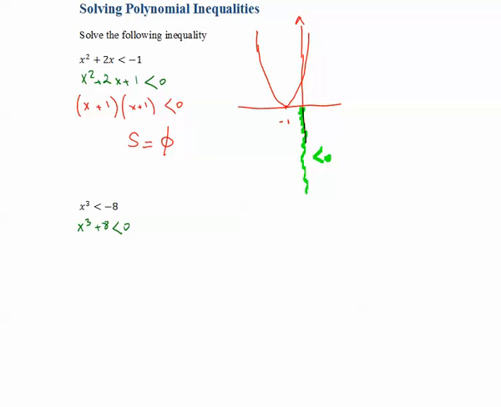The next example, we have a cube: x to the third plus 8 less than 0. So here, if we factor, we get x plus 2. This is the sum of two cubes, using the formula: x plus 2 times x squared minus 2x plus 4 less than 0. So setting each one of them equal to 0, we see that x plus 2 equals 0, meaning x equals -2, and we set x squared minus 2x plus 4 equal to 0. We're gonna have no real solution.